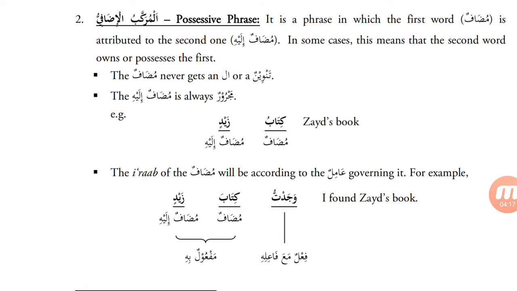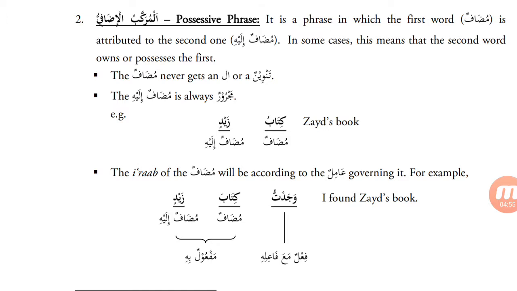So the second type of phrase, al-murakkabul idafi, the possessive phrase. These are examples of murakkab ghair mufid. Remember we mentioned before, murakkab is a compound of 2 or more words. If this murakkab is a complete sentence, we will say it is a murakkab mufid. And if this murakkab is not a complete sentence, then it is a murakkab ghair mufid.